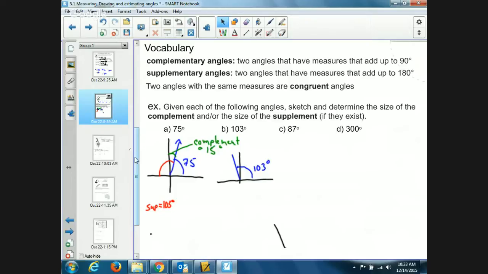Now, if you have that, you can see it's already greater than 90. There's no way you could come up with a complement. Nothing will add up to give you positive numbers. It won't add up to give you 90 degrees. But you can come up with a supplement. The supplement right here is 180 minus 103. So you should be able to come up with 77 degrees. The supplement, 77 degrees.